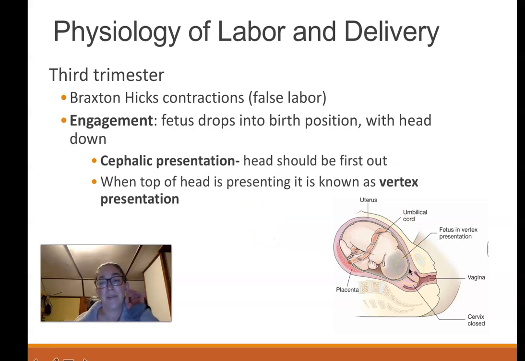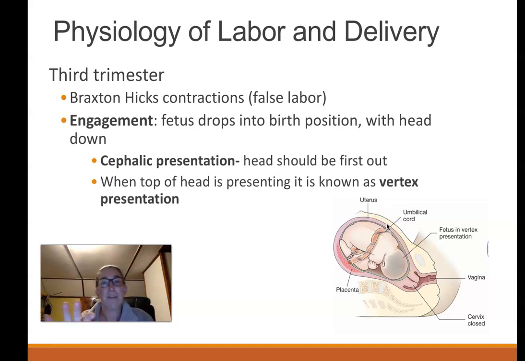So that's the safest way for babies to be born, head first. We call that cephalic presentation. And really you want the vertex, the tip of the head. Babies' heads are a little bit egg-shaped, so you want the tip of the head to be facing the cervix. If their head is tipped back like this and they're trying to come through face first, it doesn't work so well. You don't fit so well. So engagement, head tucked and head down, is the ideal.